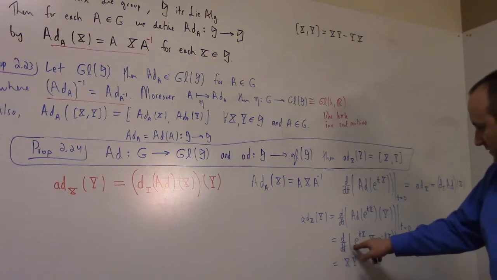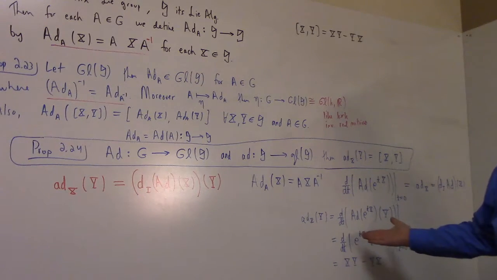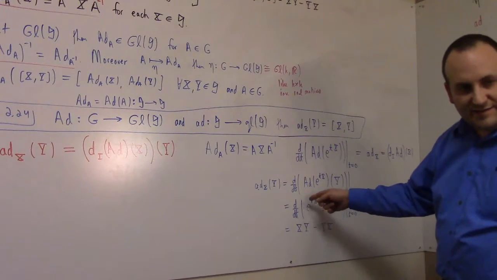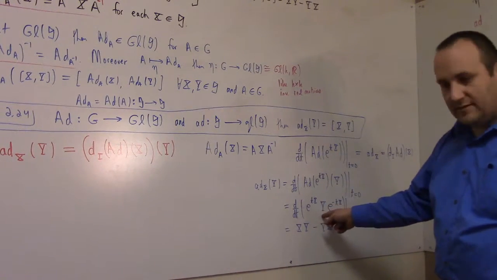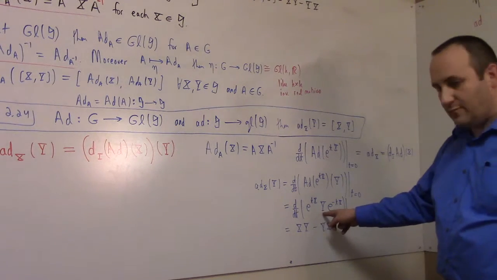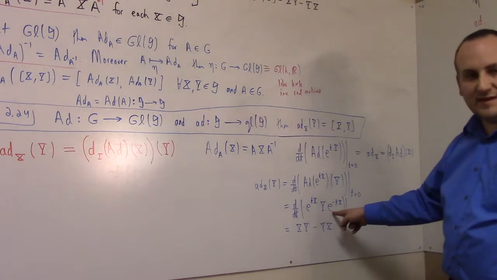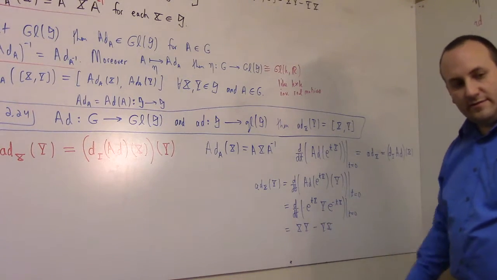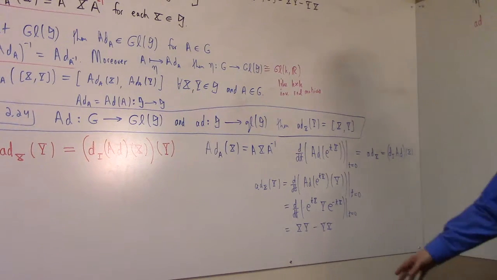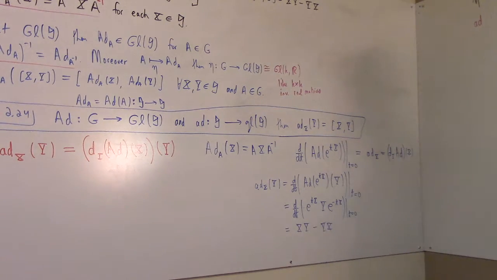So this pulls down, you can put it before or after, it doesn't matter. When you differentiate you get x, e to the tx, y, e to the minus tx, and then minus e to the tx, y, x, e to the minus tx. But then set t equal to 0, the e to the minus tx and e to the plus tx go to the identity, and then you're left with the commutator. So there it is.